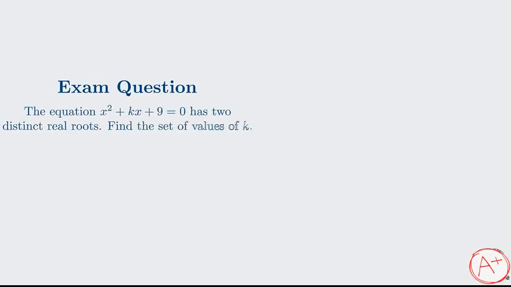Let's apply these skills to a typical Cambridge 9709 past paper style question. The equation x squared plus kx plus 9 equals 0 has two distinct real roots. Find the set of values of k. In the exam, the phrase two distinct real roots is your immediate cue to use the discriminant.